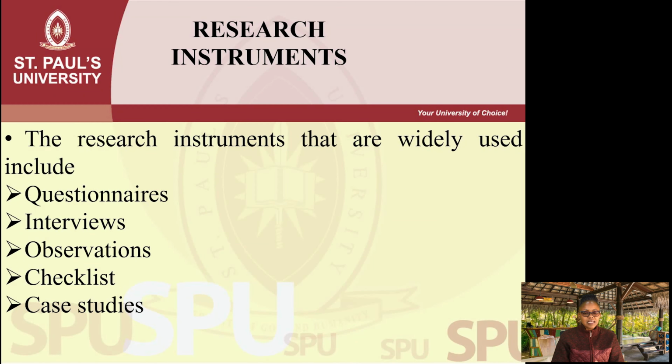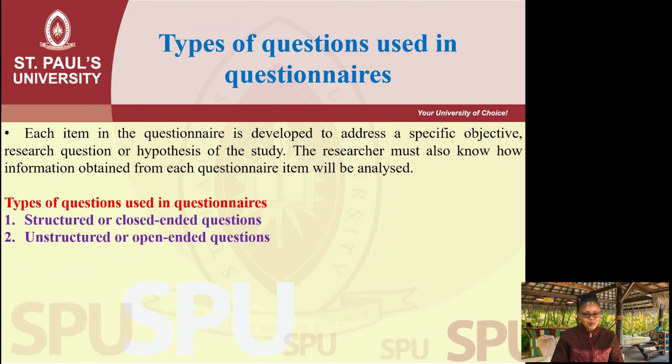There are research instruments that are widely used in research or data collection tools. One of them is a questionnaire. The second one is an interview. The third one is an observation. The fourth one is checklists. And the last one is case studies. So all these are data collection instruments or the tools that somebody can use to be able to collect data from participants. So we are going to look at each one of them in depth so that we understand what we are talking about.